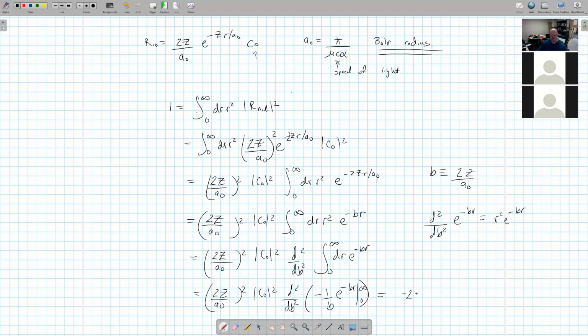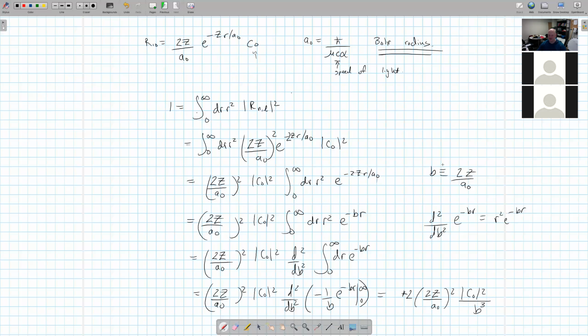So this thing is going to go as negative 2z a0 squared modulus c0 squared divided by b cubed. One derivative gives a negative. Oh no, positive. So one derivative gives me a negative, the second one gives me a positive. Okay, good. If I knew how to do derivatives, my life would be better. Okay. Guys doing okay? I think so.